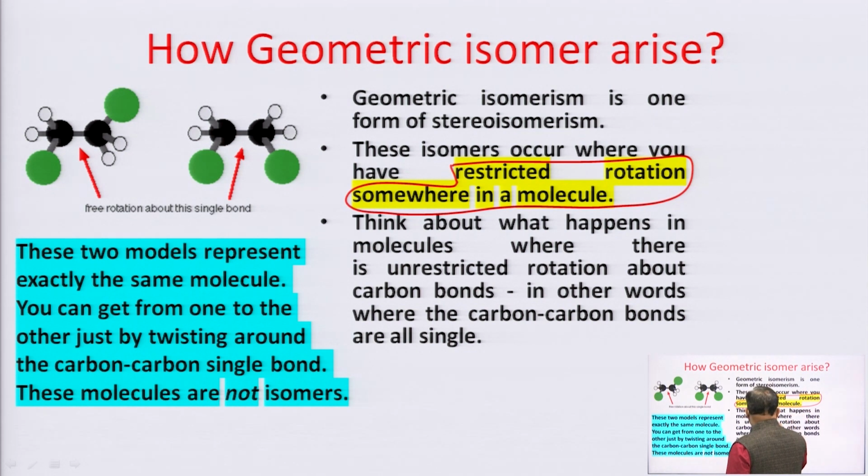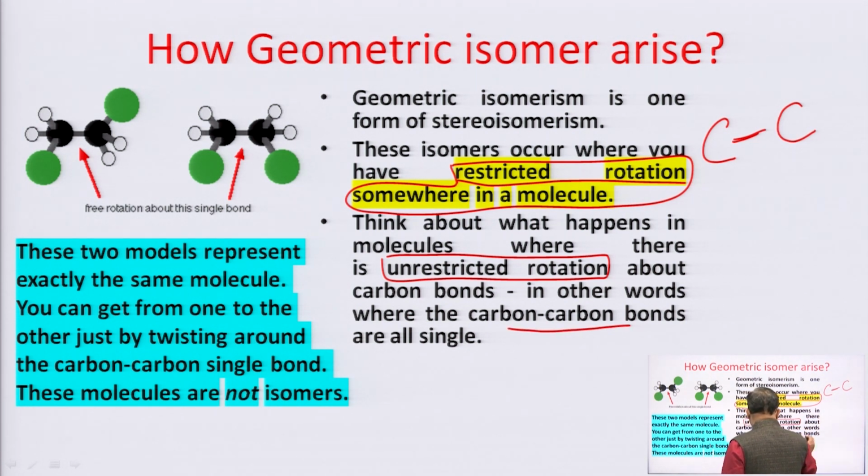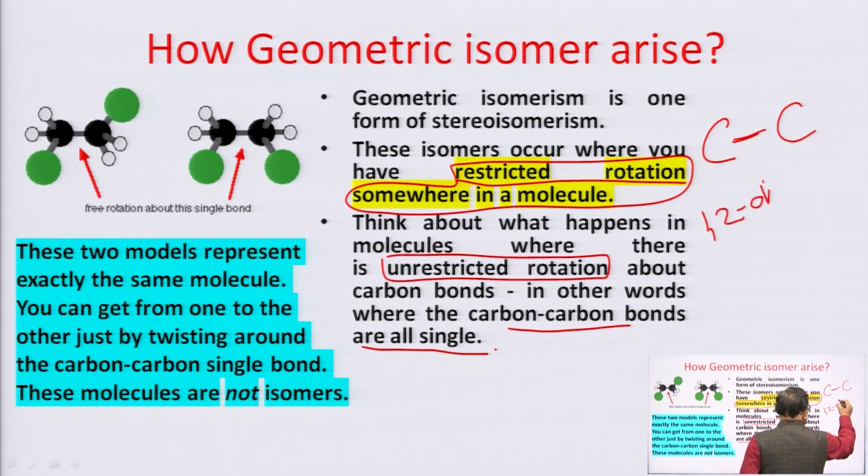What happens in a molecule where there is unrestricted rotation? There are two terms, restricted rotation and unrestricted rotation. And where are we talking about the rotation? We are talking about the rotation between carbon-carbon bonds, in other words, where the carbon-carbon bonds are all single. So, to explain it, let us take an example of 1,2-dichloroethane.